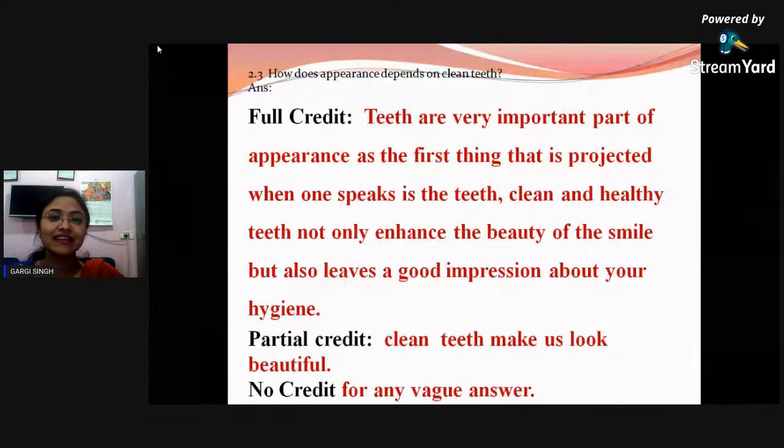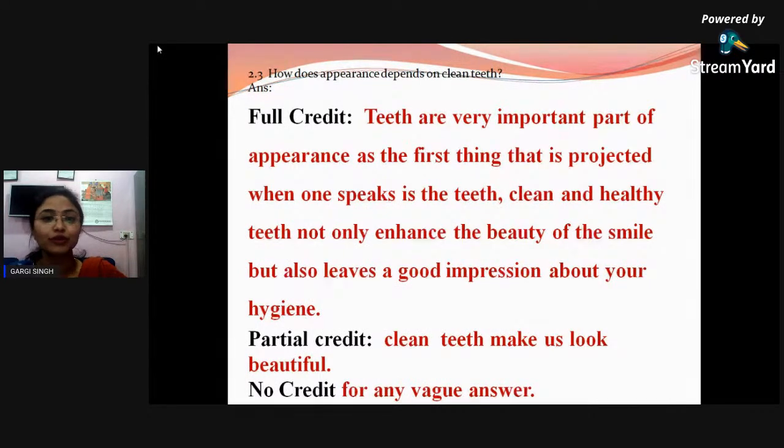Anybody who has written that clean teeth make us look beautiful, you will be just getting partial credit. You need to tell that it's the first thing that is projected when one speaks, or it leaves a good impression. That will be the complete answer. So see how you people have used your outside knowledge and interpreted it very nicely, reflected upon the question. For any vague answers, you will be getting no credit.